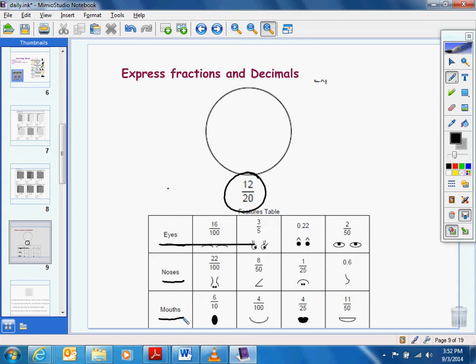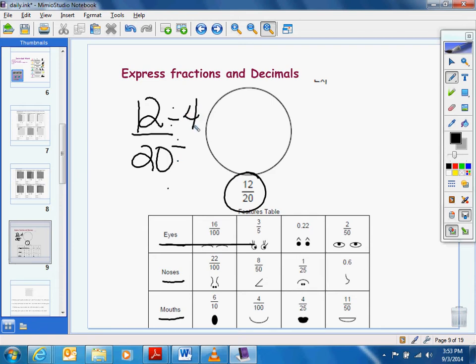So today we learned in class that you can either simplify fractions, like dividing the numerator and the denominator. So we would need to figure out what number will divide into 12 and 20.